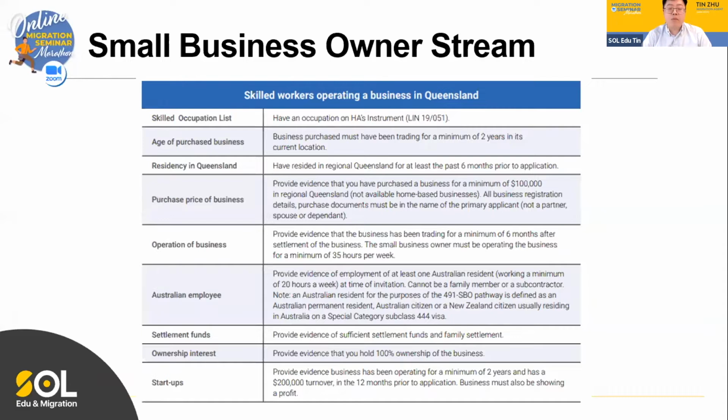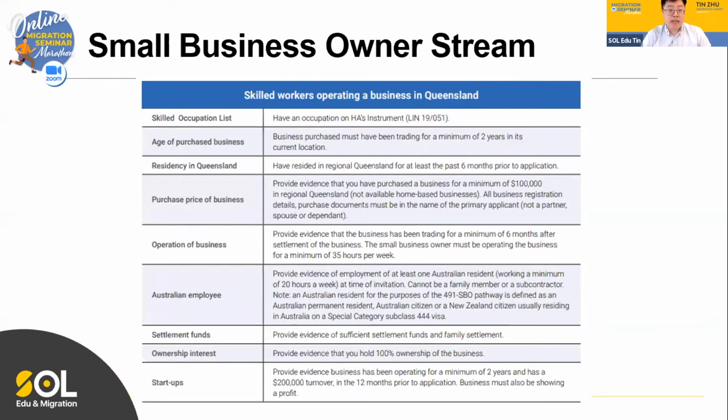And you need at least one employee who is an Australian citizen, Australian permanent visa holder, or New Zealand citizen. But they don't need to be working full-time. You just need to employ them on a part-time basis, minimum 20 hours per week.